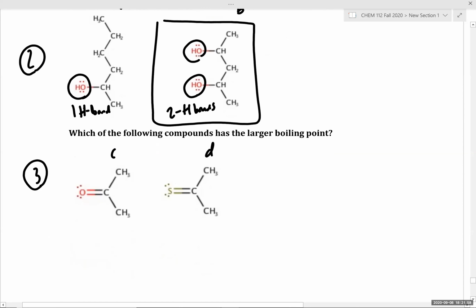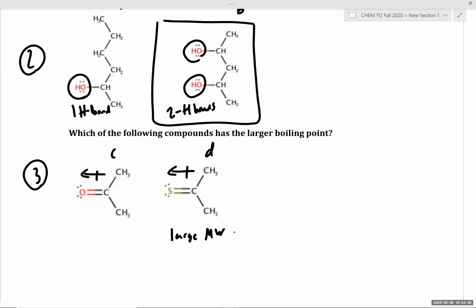Looking at problem 3, my question to all of you is, which of these 2 molecules has a larger molar mass? Which of these molecules has a larger molar mass? D. So molecule D has a larger molar mass. Both of these molecules are relatively polar. And remember how I said that you can only really compare if the molar masses are close to each other?